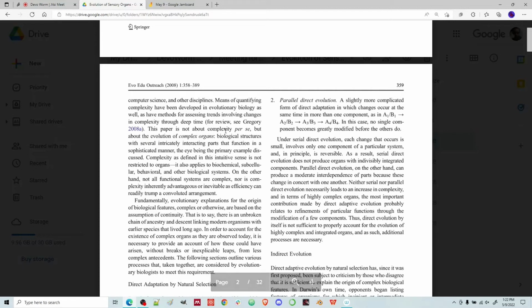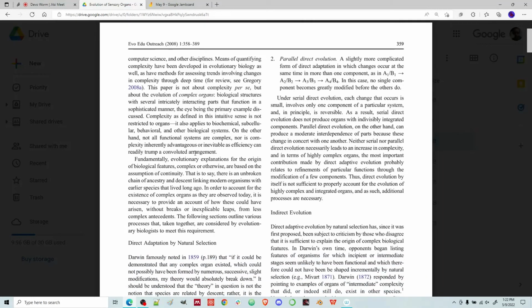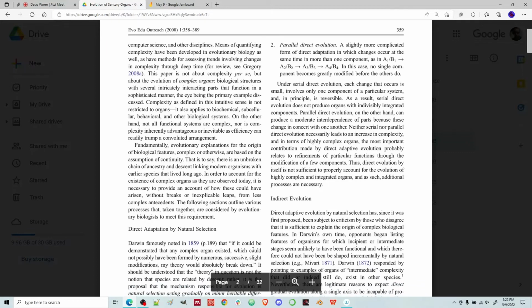So this paper is not about complexity per se, but about the evolution of complex organs, biological structures with several intricately interacting parts that function in a sophisticated manner. So the eye is actually very famous. William Paley talked about the eye being this sort of perfect product of design, and then of course Charles Darwin knocked down that idea, and then now we have good models of the different types of eyes you see in nature and how they're all related to one another.